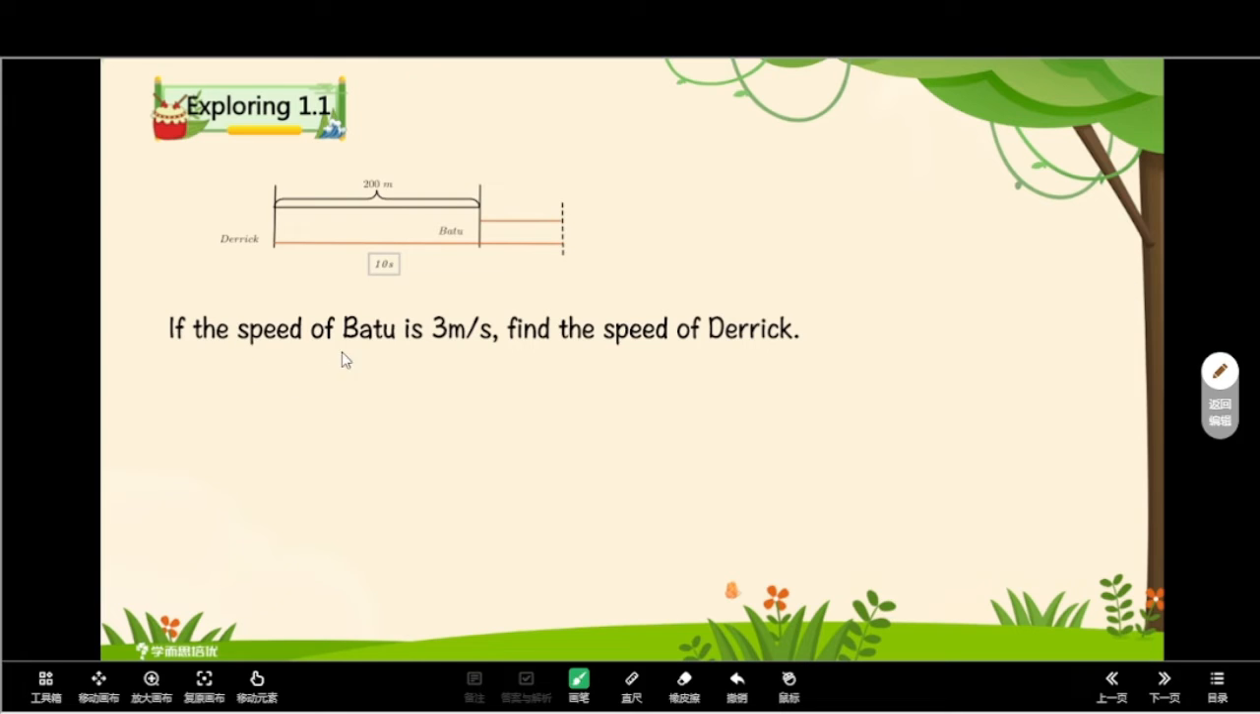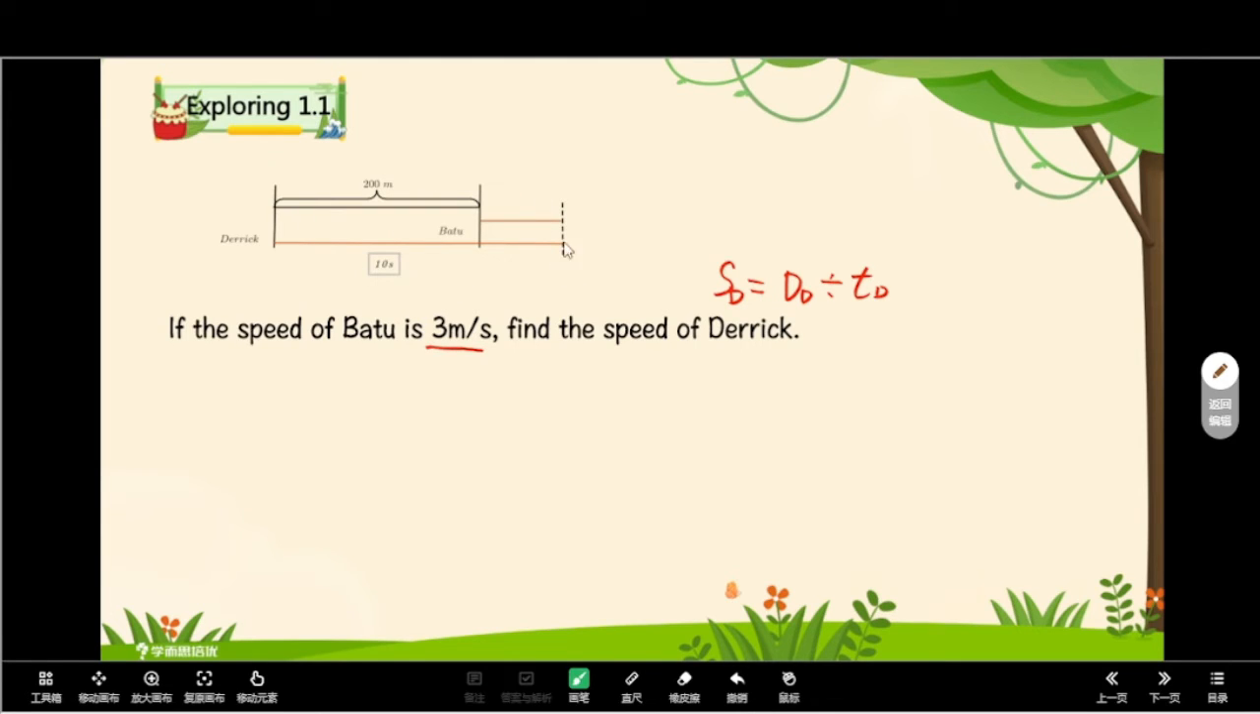If the speed of 巴图 is 3 meters per second, find the speed of Derek. In this question, we need to find out the speed of Derek, and we already know the speed equals the distance divided by time, right? We already know that the time is 10 seconds. And if we can find out the distance that Derek has traveled, we can find out the speed of Derek. Okay, so let's find out the distance that Derek traveled together.